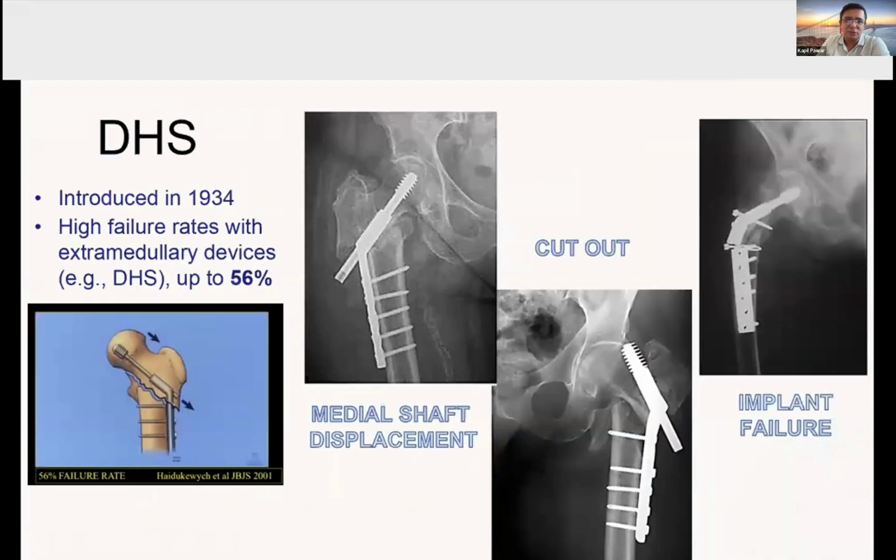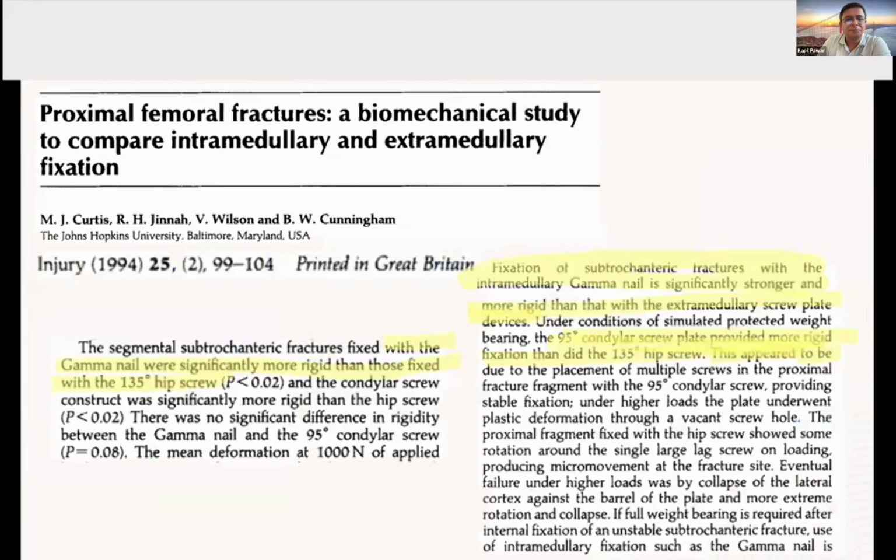So the DHS was introduced in 1934, the fracture was described in 1946, and the first paper by Dan Barry's group showed 56% failures with the DHS, and the main modes of failure are medial shaft displacement, a cutout, or an implant failure. So it's not a great choice.